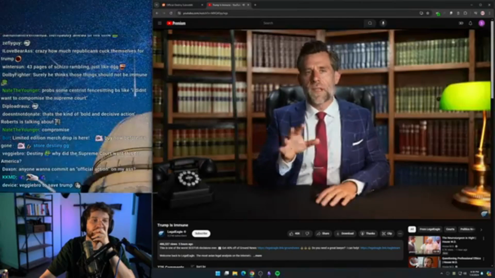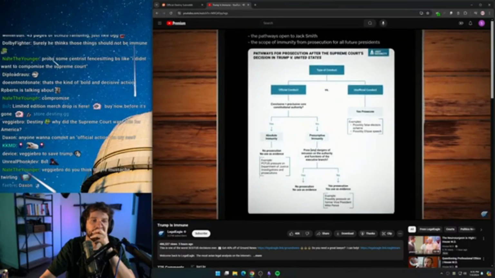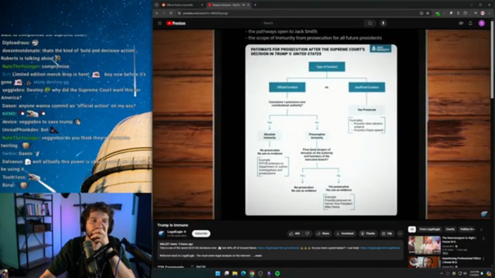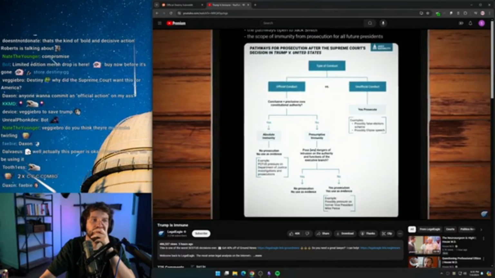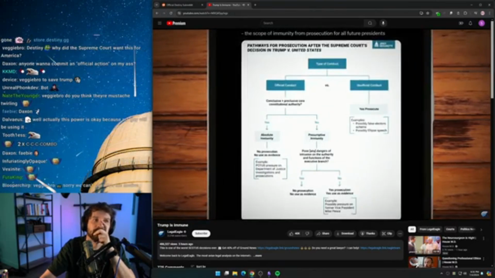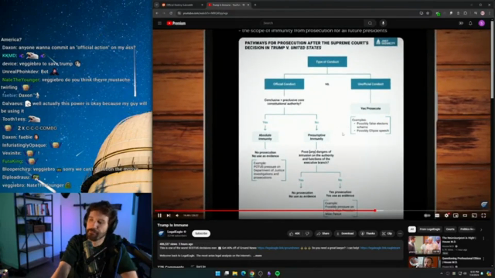So to help understand all these distinctions, the great people over at Justice Security put together this great chart. Starting from right to left, if there is official conduct, we have to ask, is it within the core constitutional authority? If it is, there's absolute immunity, no prosecution, and you can't use it as evidence. If it's not core constitutional authority, you have to ask, does it pose any danger of intrusion on the authority and functions of the executive branch? If it does, no prosecution, can't use it as evidence. If it doesn't pose any danger of intrusion on the authority and functions of the executive branch, then there is no immunity and you can use it as evidence in a prosecution.